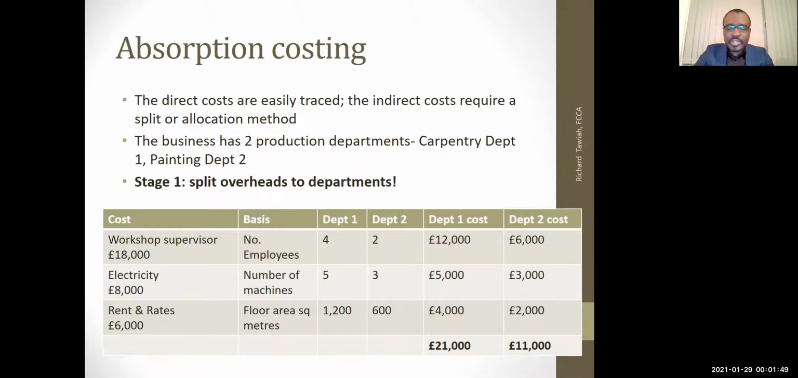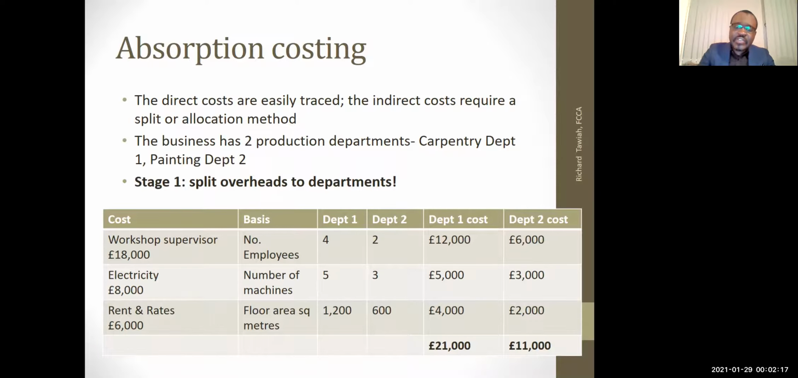Do the same for electricity based on machines used. Total machines used are 8. So for department 1 it is 5 divided by 8 times 8,000. Department 2 is 3 divided by 8 times 8,000. Rent and rates per square meter: do simple ratio and proportion. And then you add them up. So for department 1, the total indirect cost that could be allocated is 21,000, whereas for department 2, the total indirect cost that could be allocated is 11,000.